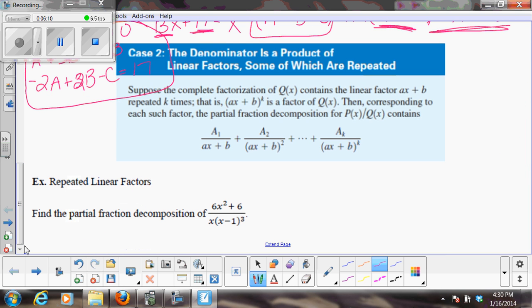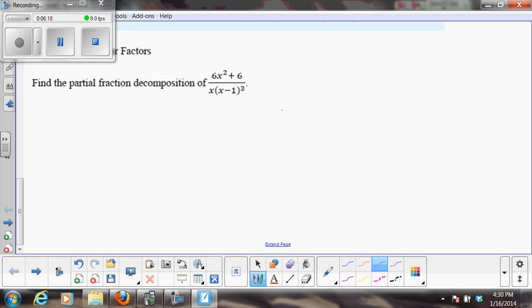If we have linear factors that are repeated, we need lots of room for this. So this is how it goes. The first factor is an x, so put an A over it. Next factor is an x minus 1, put a B over it. Then it goes x minus 1 squared, put a C over it. Then it goes x minus 1 cubed, and put a D over it.